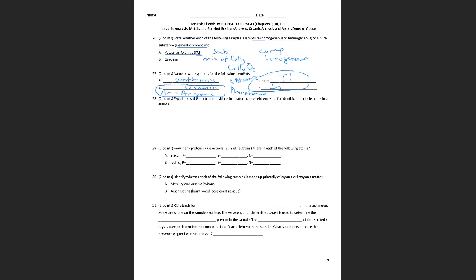Electron transitions in an atom that cause light emission for the identification of elements. So you've got your nucleus, which has your protons and your neutrons, and then you have shells of electrons. And what happens when an atom is exposed to energy in the form of heat from a flame or electricity in an emission spectrometer, the electrons absorb that energy. And an electron is going to move from a lower energy level to a higher energy level. So you would say, okay, the electron absorbs energy and moves to higher energy level.